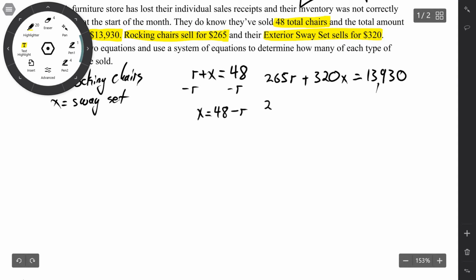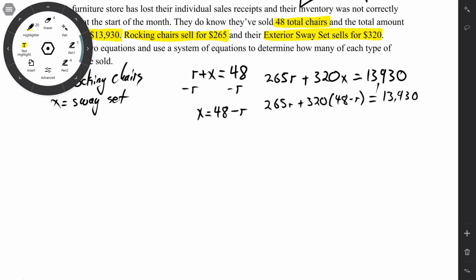So we'll get 265r plus 320 times (48 minus r) equals 13,930. So I'm going to use my calculator for this distribution. 320 times 48 is going to be a pretty big number there, but that's okay. That'll make sense here in just a few moments. So 265r plus 15,360.